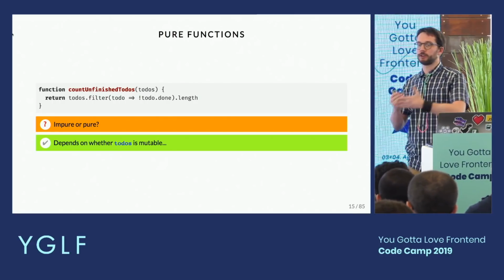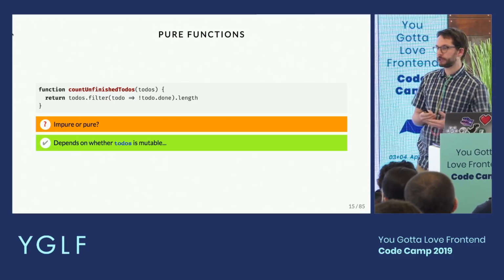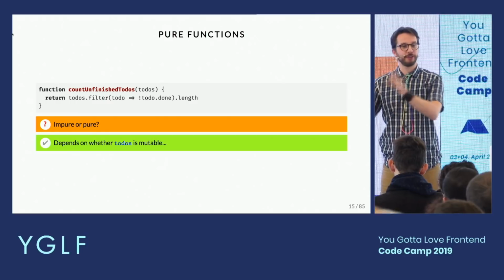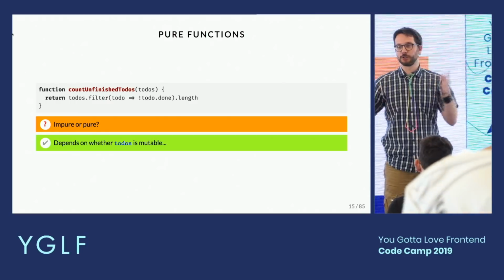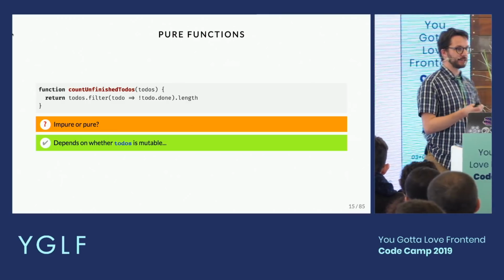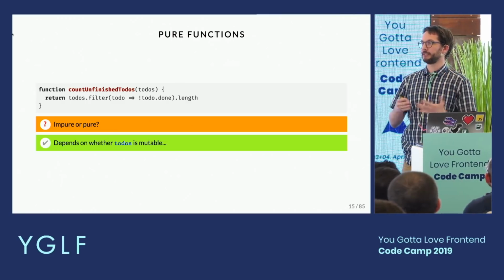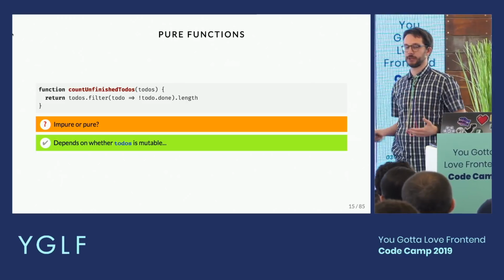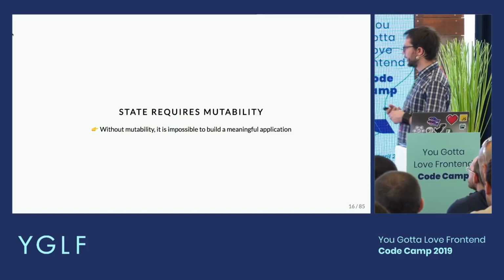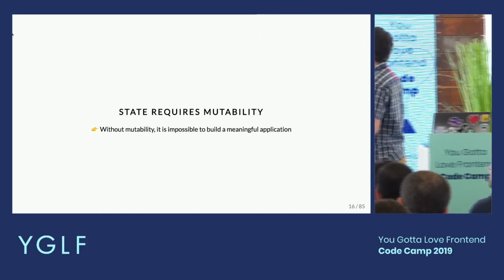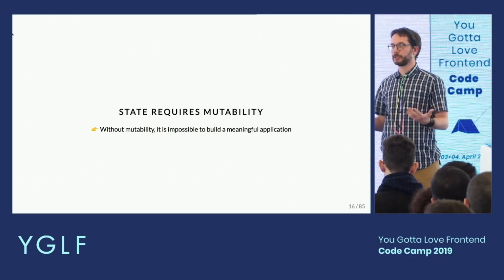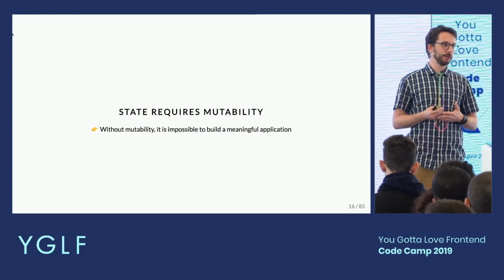Sometimes I hear people talk about the concept of immutable state management. It doesn't exist. There's state management with immutable values. But state is always about mutability somewhere. So if you're using, for example, Redux, the Redux store itself is mutable so that you can listen to it and change what it's storing. So state requires mutability. And again, like with side effects, without mutability, it's impossible to build a meaningful application.